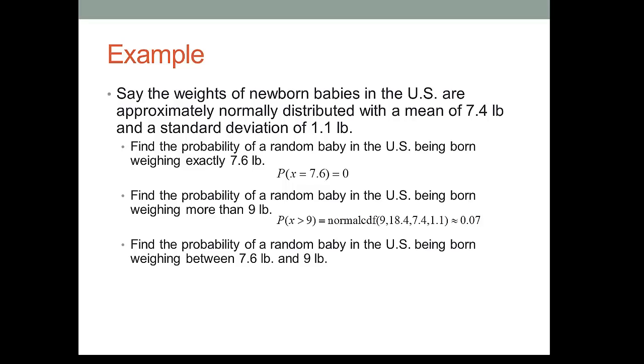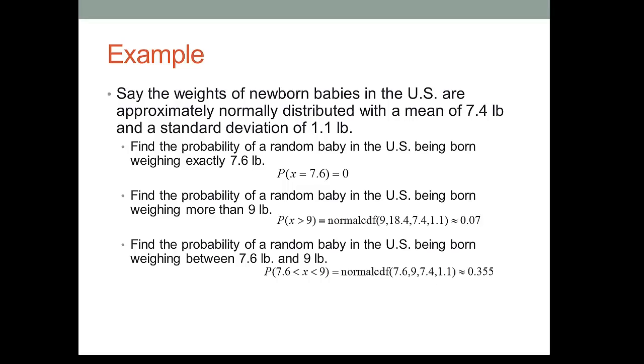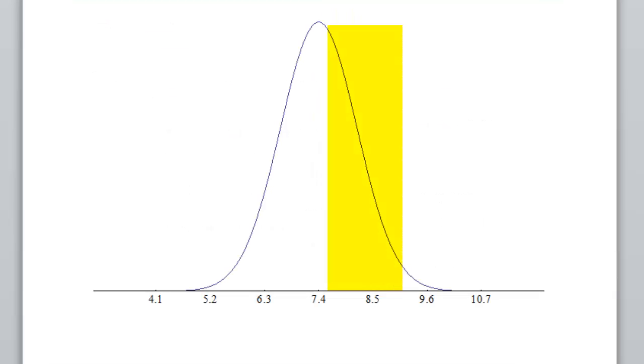How about a baby being born between 7.6 and 9 pounds? Well, we have a high and a low value here, so that's easy. Just go from 7.6 to 9, about 35.5%. If we return to our graph, you see 7.6 to 9 would be most of that chunk on the right of the mean, so that percentage, 36%, seems reasonable.